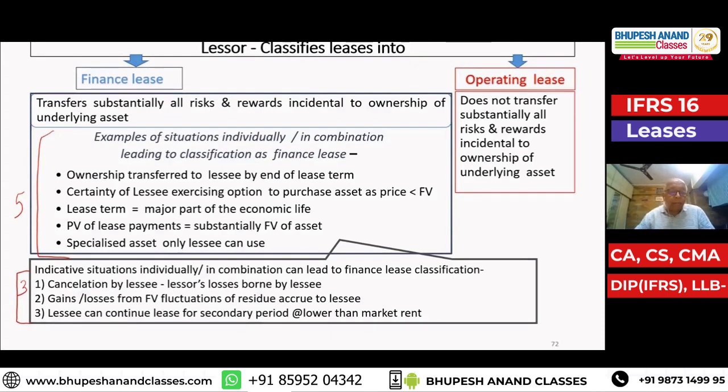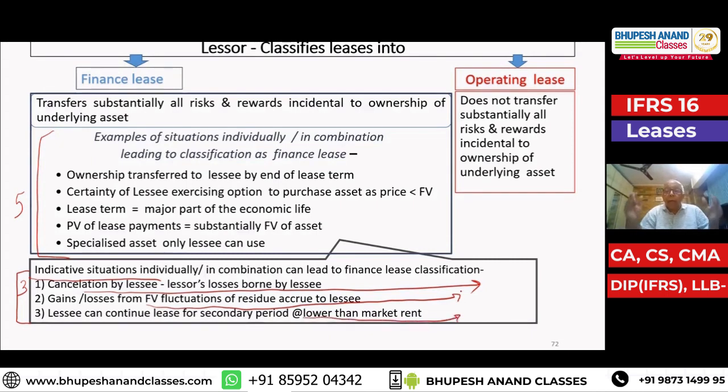Then there are indicative situations. That is, cancellation by the lessee and losses borne by the lessee. In that case, anyway, he is paying the full consideration. Or fair value fluctuations of residual value will accrue to the lessee. Then the lessee can continue the lease for a secondary period at a lower than market rate.